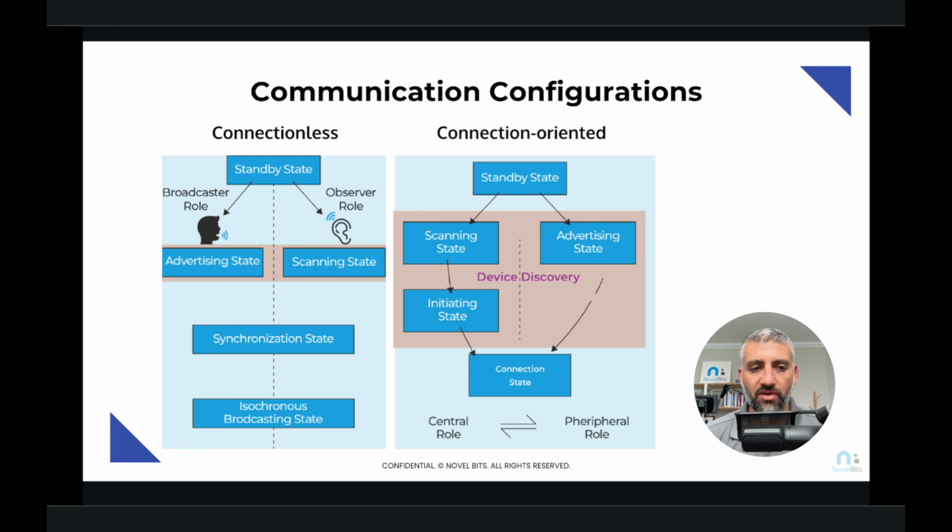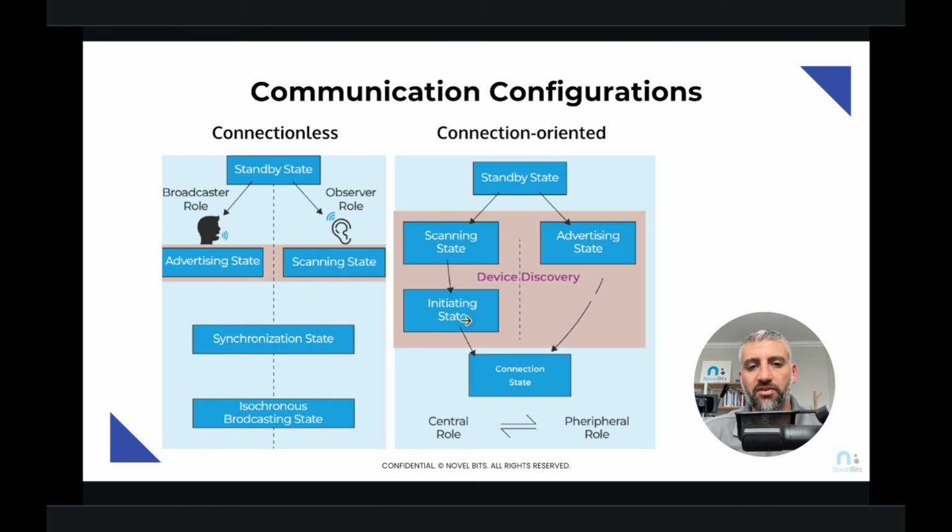But basically, for two devices to discover each other, they have to be in asymmetric roles. One of them will have to be in the advertising state, while the other one has to be in what's called the scanning state. From there on, they can go into what's called a synchronization state that's used for periodic advertising. We won't talk about it in this masterclass. Maybe that's for a different session later on. And there's the isochronous broadcasting state, which is used primarily for LE Audio. So we'll be focusing on staying in the advertising state and the scanning state.